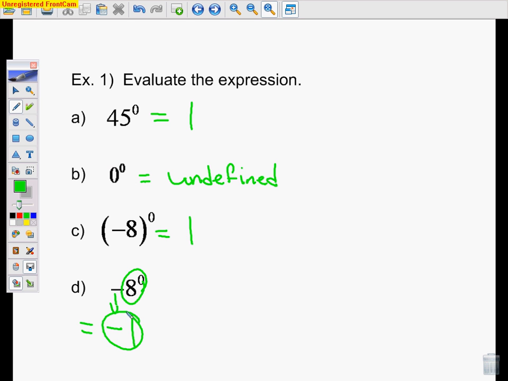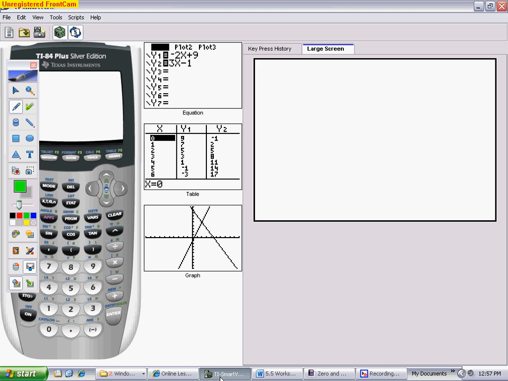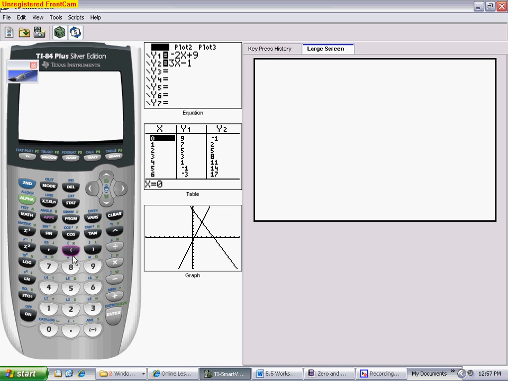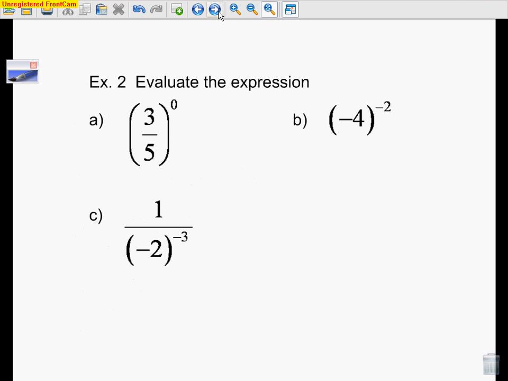Okay? In fact, if you were to go to your calculator, you could notice when you type in there the difference between negative 8 in parentheses to the 0 and negative 8 to the 0 without the parentheses. All right? And once again, your calculator recognizes that in the second one, you take 8 to the 0 power first and then make that negative. All right. Here, 3/5 to the 0 power. Well, anything to the 0 power again is 1.